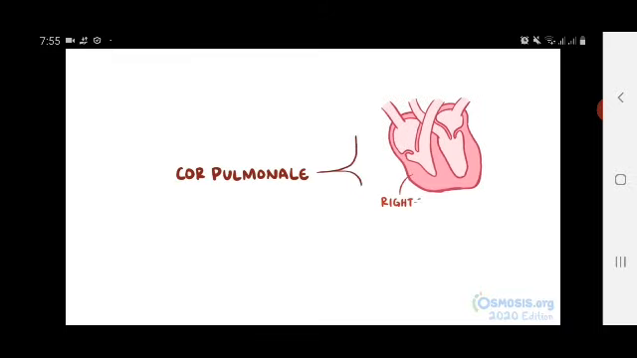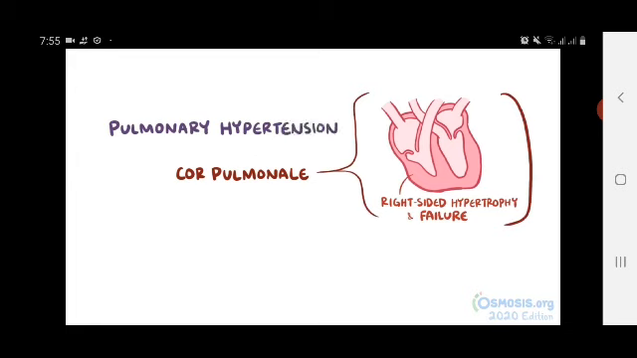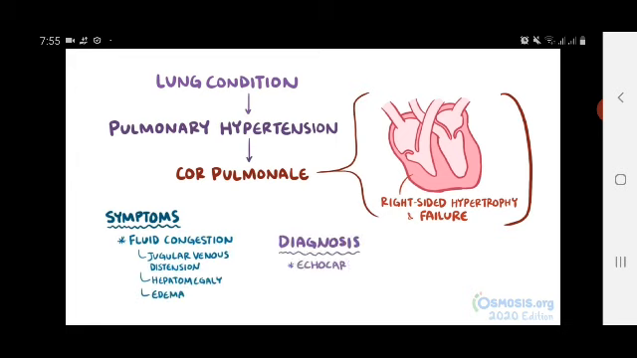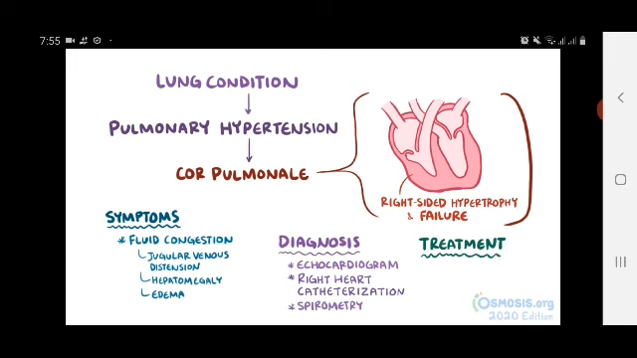Alright, as a quick recap. Cor pulmonale is right heart hypertrophy, dysfunction, or failure caused by pulmonary hypertension from a lung condition. This results in systemic fluid congestion leading to jugular venous distension, hepatomegaly, and edema. After diagnosis with echocardiography, right heart catheterization, and potentially spirometry, treatment includes addressing the underlying lung condition and administering supplemental oxygen.